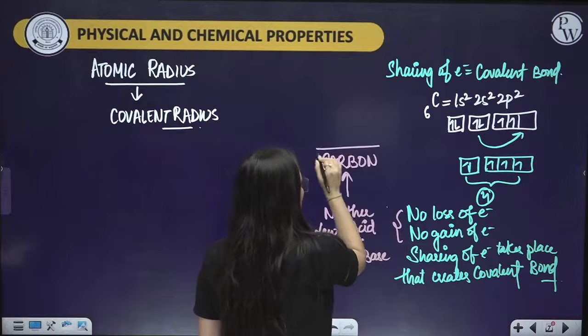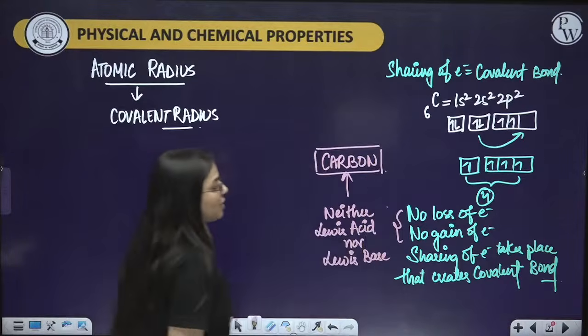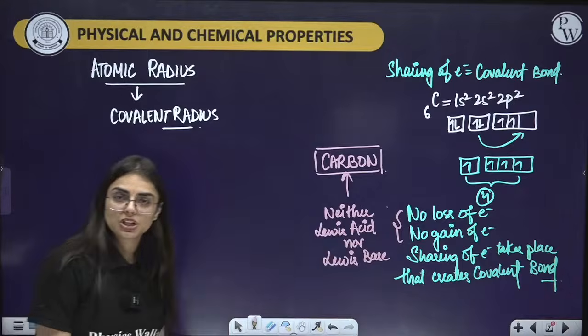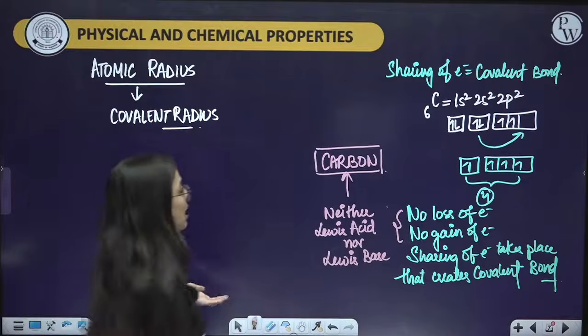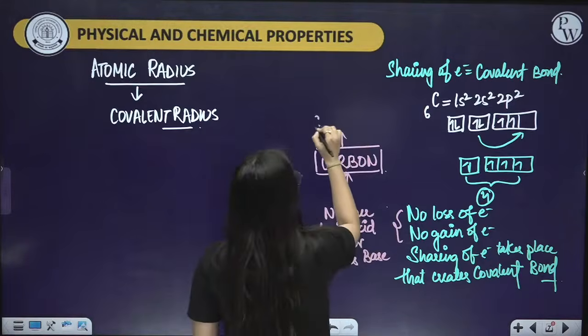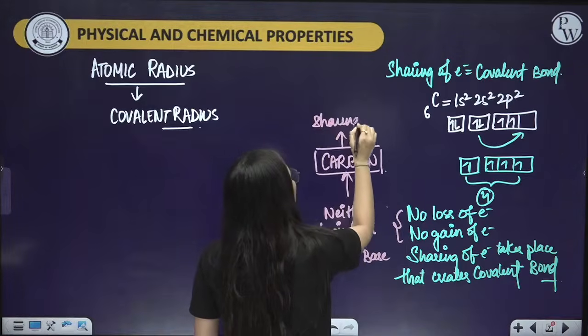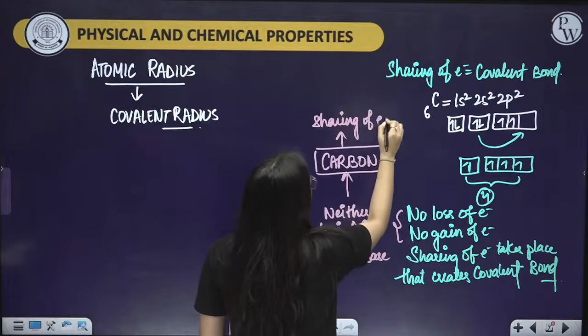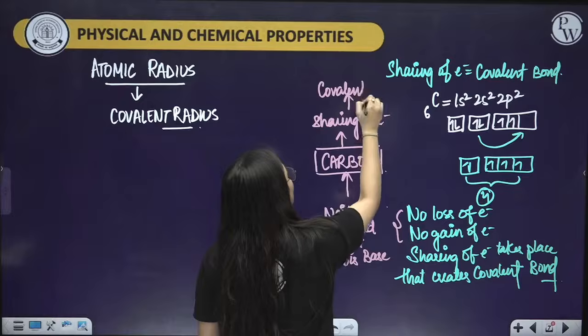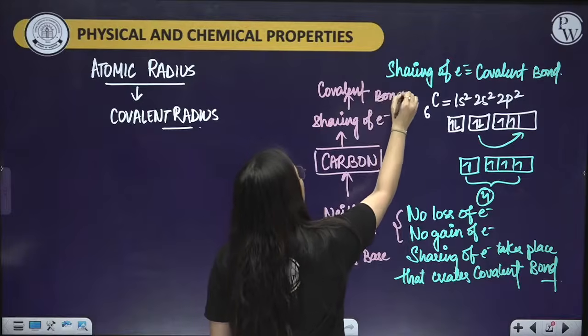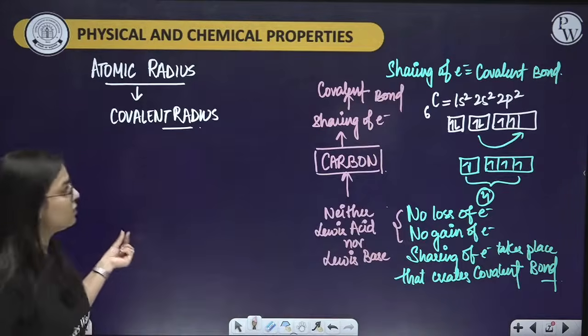So just don't get confused with this part. This is extra knowledge that I am giving, that you can read from the NCERT also. So carbon basically can just do sharing of electrons, that is creating a covalent bond. And hence the radii that I am talking about over here is covalent radius.